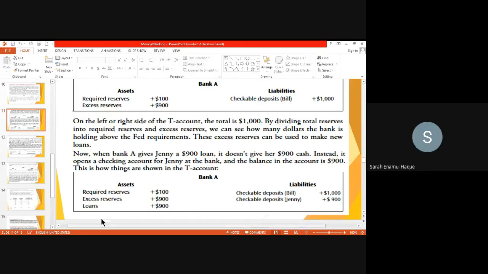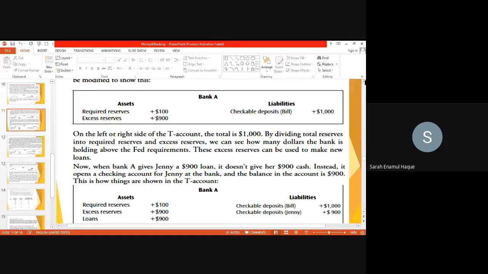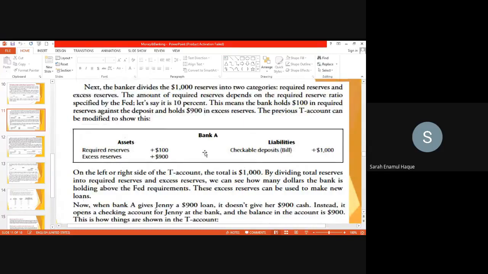This 900 taka is actually the excess reserve. This 900 taka is part of the 1000 taka that Bill has deposited in this bank. But why can it use 900 taka to give it to Jenny? Because from this total $1,000, only $100 has to be given away to the central bank. So the remaining 900 taka is there in its vaults. It's present in the vault in the bank. So what can the bank do with this $900? It will give a loan to other people and gain interest from that loan. Is that clear now?